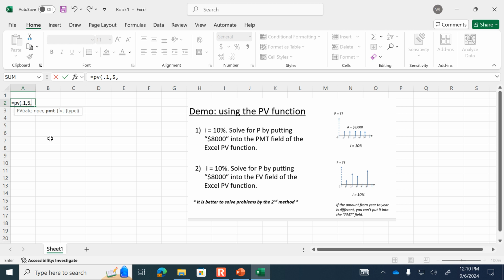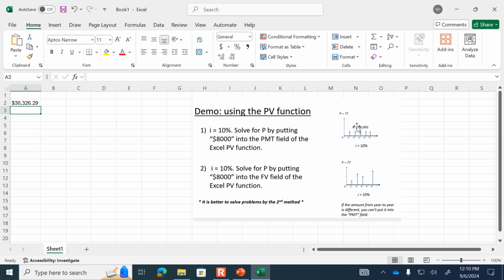But because it's always changing sign on me, if I want to know the positive equivalent of a positive value, I have to override what it's going to do of flipping the sign by putting minus 8,000 and then close parentheses, and it tells me the present value is 30,326 and 29 cents. So that's with hard coding the values directly into the equation. But there's another way I could do it.